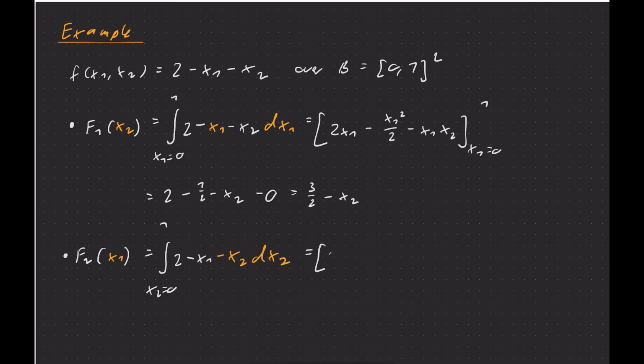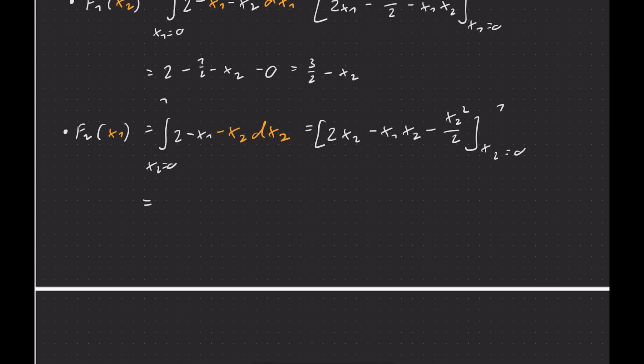The integral is almost the same. It's 2x2 minus x1 x2 minus x2 squared over 2, x2 from 0 to 1, and the result that we get is 2 minus x1 minus 1 over 2, and again minus 0. So we got almost the same result. It's 3 over 2 minus x1 this time. So that's the second parameter integral for that function, small f here.